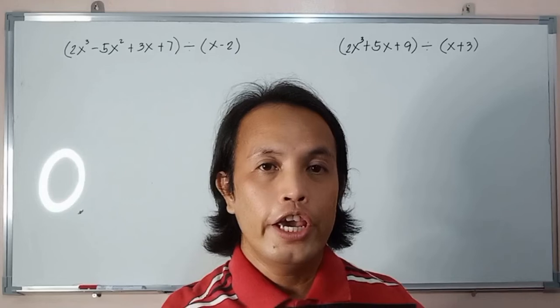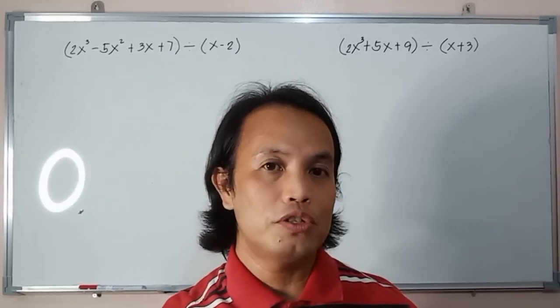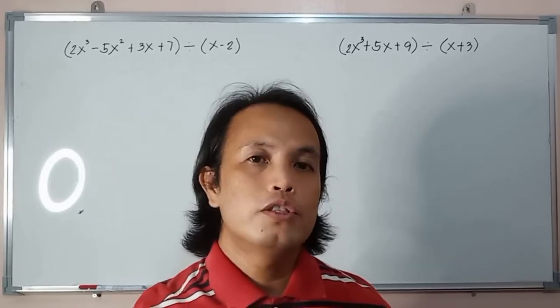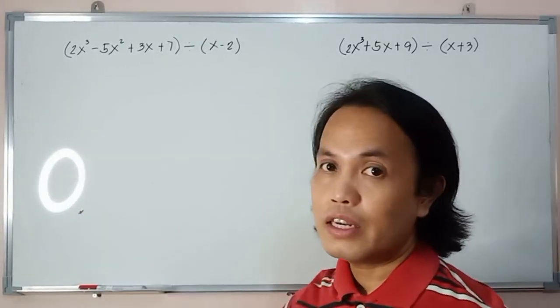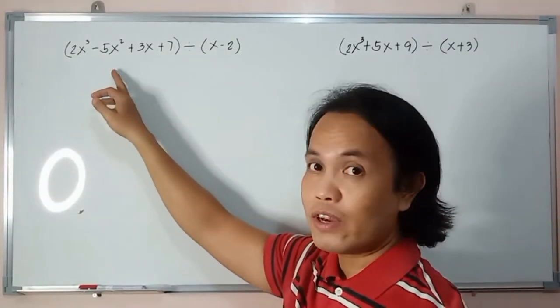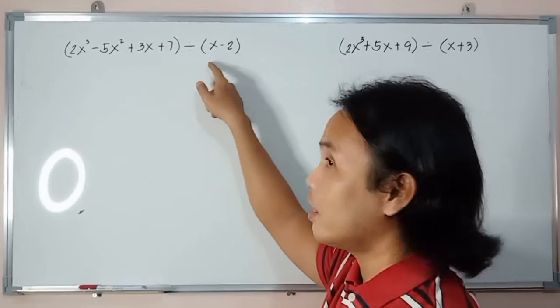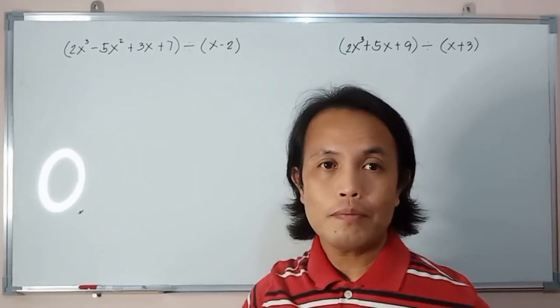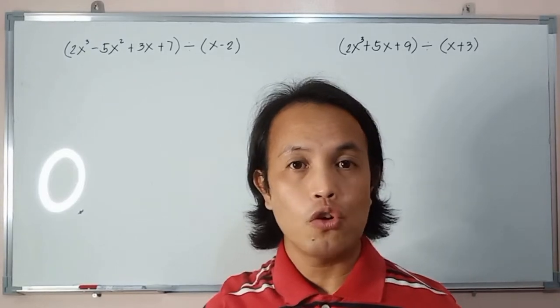In this video, I will be teaching you how to divide polynomials by using synthetic division. In my previous video, I presented dividing polynomials by using the long division method. So we will try example number 1. For example, we are told to divide this polynomial 2x cubed minus 5x squared plus 3x plus 7 divided by x minus 2. So the first step is we equate our divisor to 0 and solve for x.